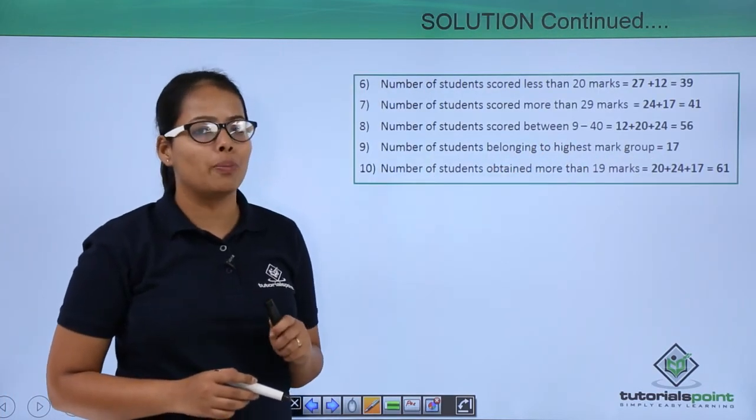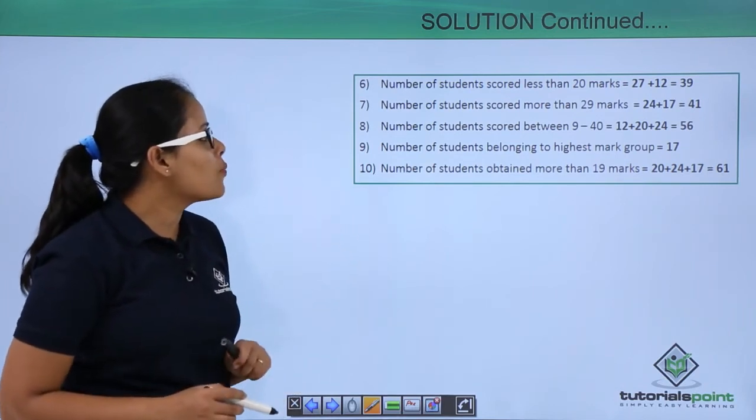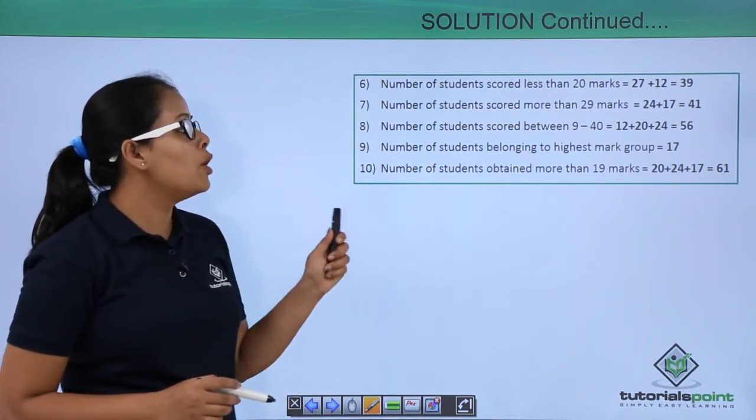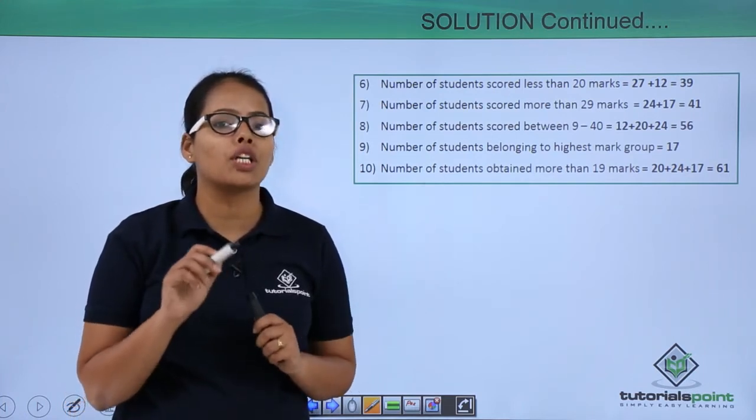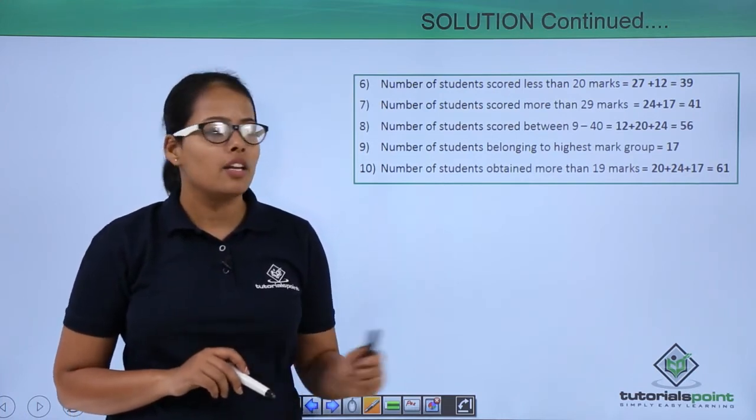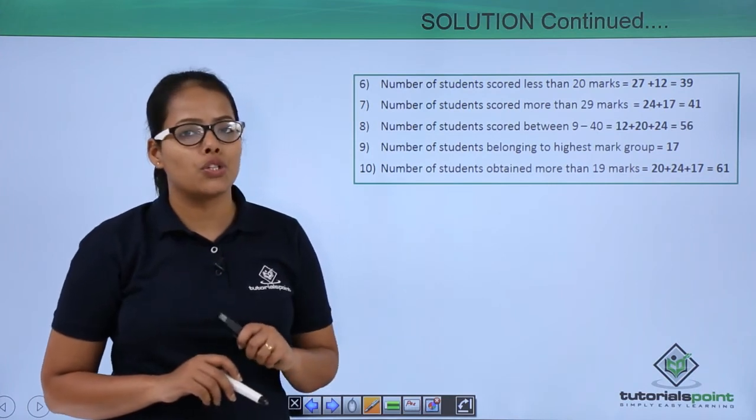I really hope there is no doubt. In the next problem, they ask the number of students belonging to the highest marks group. You know that the number of students belonging to 40 to 49 is 17. So this is going to be the answer for this question.